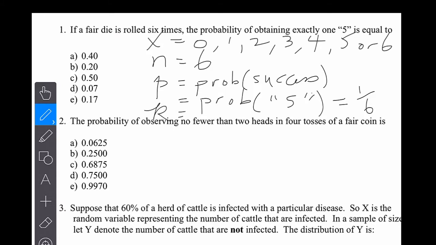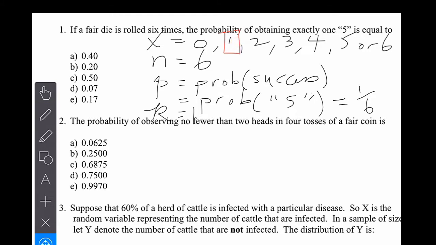Which of these possible outcomes, 0 successes, 1 success, 2 successes, 3 successes, up to 6 successes, corresponds to what I'm interested in? Exactly one 5 means I'm interested in just the special K, that I'm just interested in K being 1. So I want to solve this just for one of these.